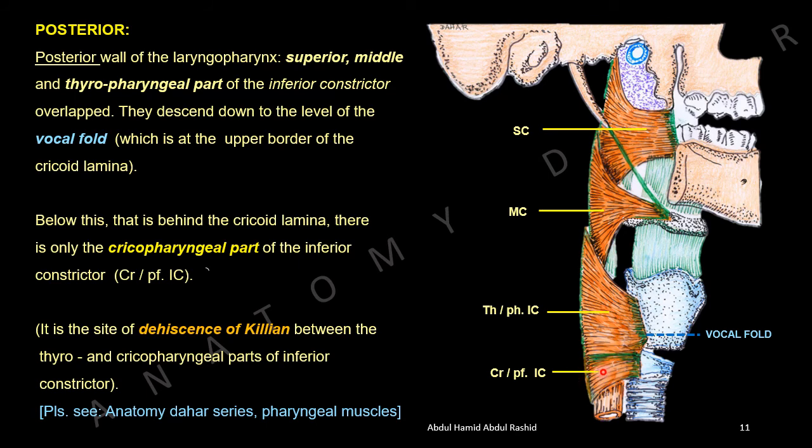There is only the cricopharyngeal part of the inferior constrictor muscle here, below this one. The junction between the thyropharyngeal part and the cricopharyngeal part of the inferior constrictor is the site of dehiscence of Killian. Please see the Anatomy DAHAR series on pharyngeal muscles to further study the dehiscence of Killian.